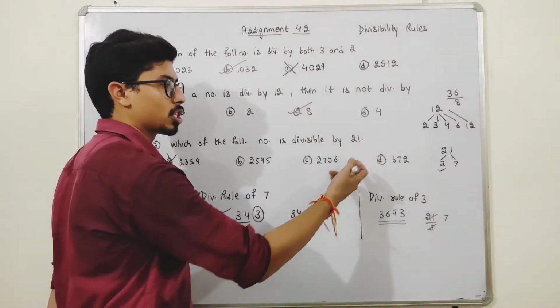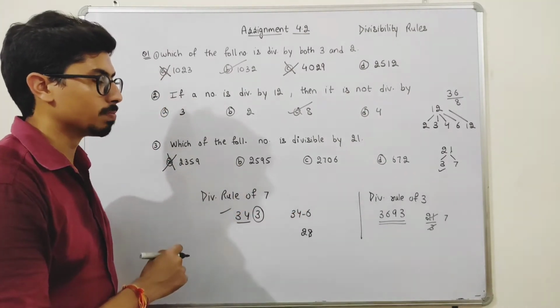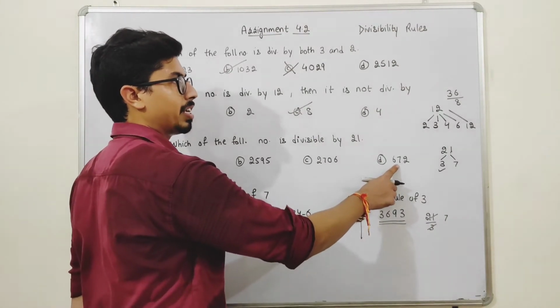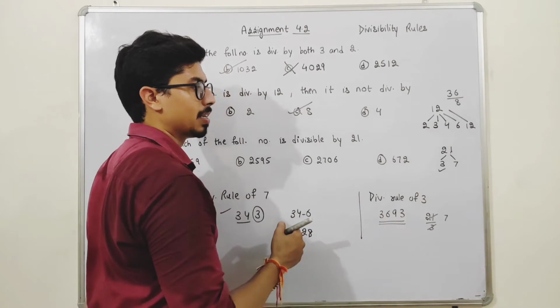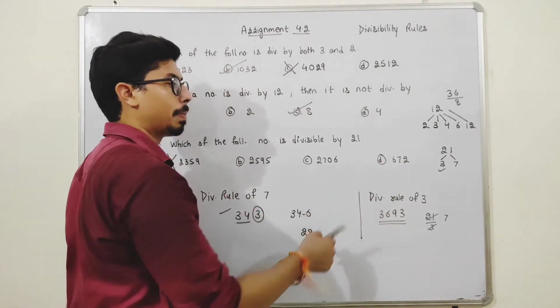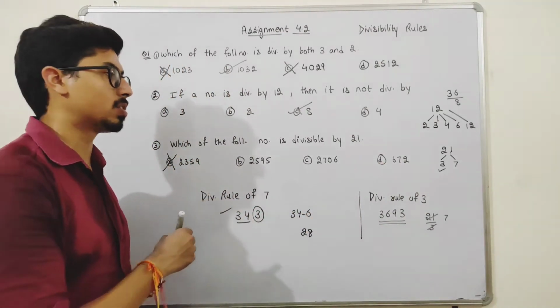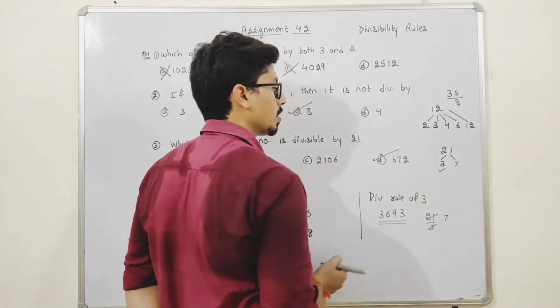So if we take the smallest number, that is 672. 7 9s are 63, remainder is 42. Yes, this number is divisible by 7. So this number is divisible by 3 as well as by 7. So this is our required answer.